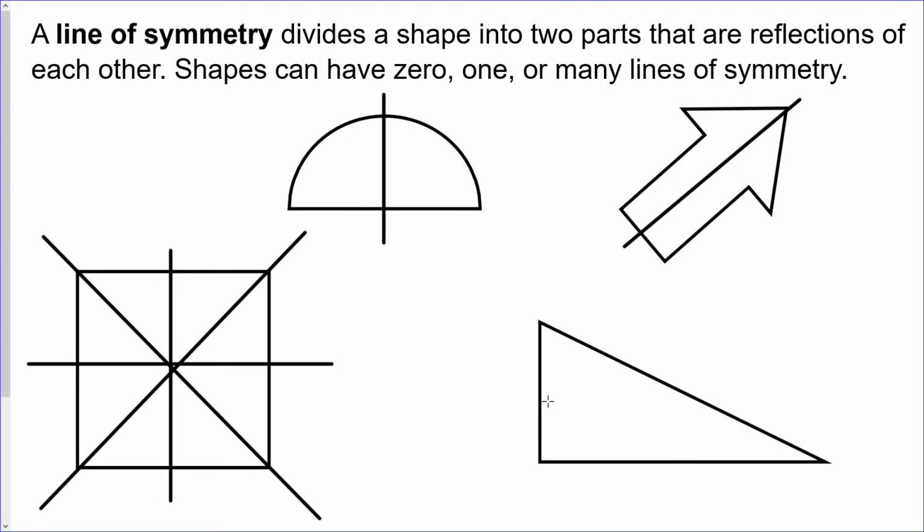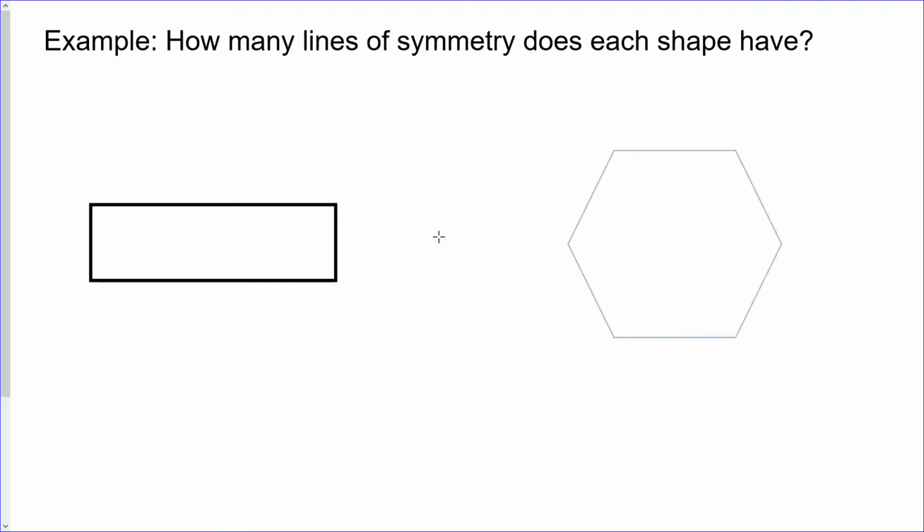Okay, and the triangle over here actually has 0 lines of symmetry. Okay, very sad for this poor triangle, but no lines of symmetry. There's no way to get a line in there that would make two shapes that are reflections of each other. All right, on we go.